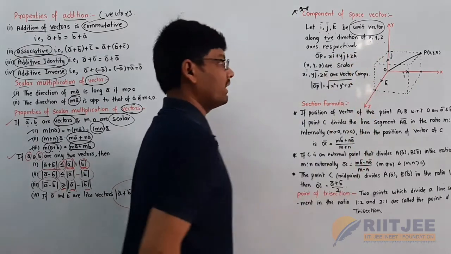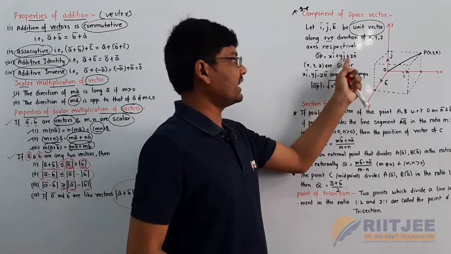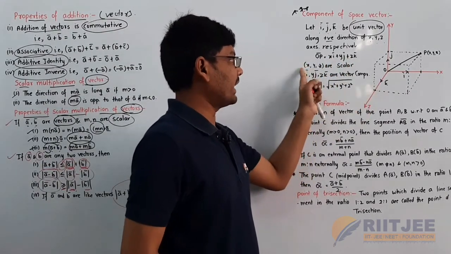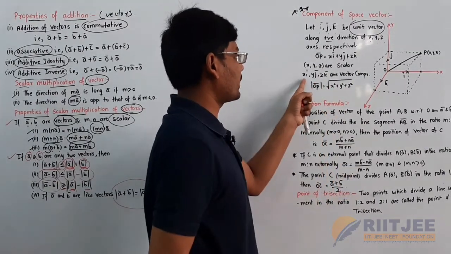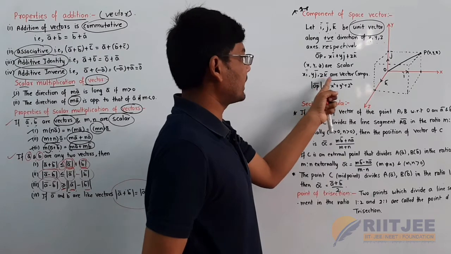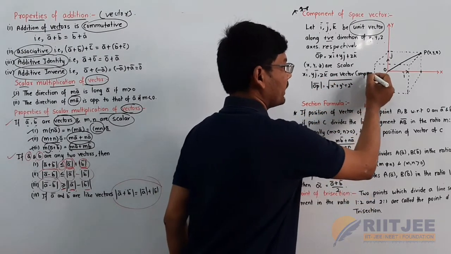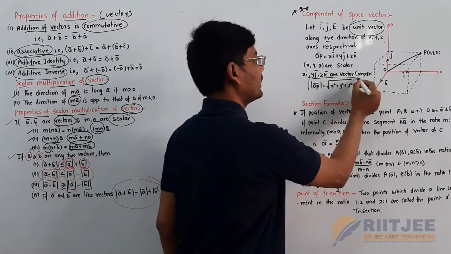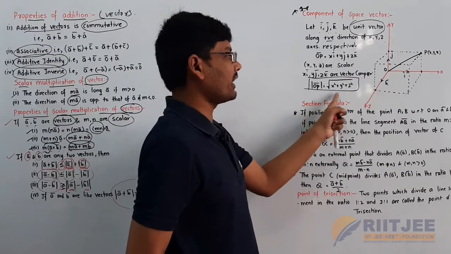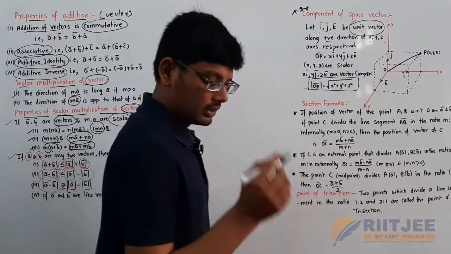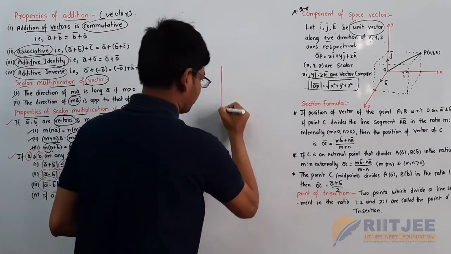So let OP be a vector equal to x i bar plus y j bar plus z k bar, where x, y, z are scalar quantities. Now x i bar, y j bar, z k bar are the vector components. Then the magnitude of vector OP is the square root of x square plus y square plus z square. Here I am explaining from the beginning.